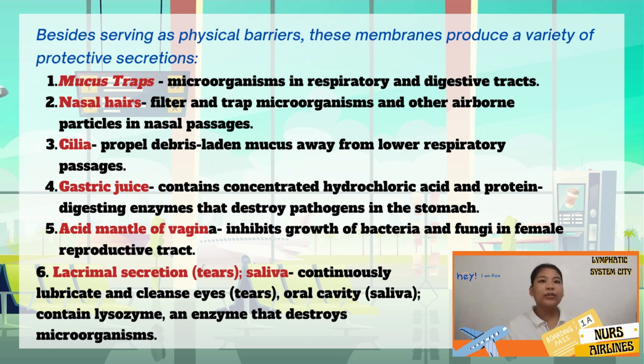The nasal hairs ensure that bacteria and other airborne particles in the nasal passageway are filtered and trapped. Cilia push debris-laden mucus out of the lower respiratory passages. The gastric juice, which contains hydrochloric acid and protein-digesting enzymes, both kill pathogens. The acid mantle of the vagina inhibits bacterial growth, and the sebum, which contains chemicals, is also toxic to bacteria. The vaginal secretions of adult females are also very acidic.